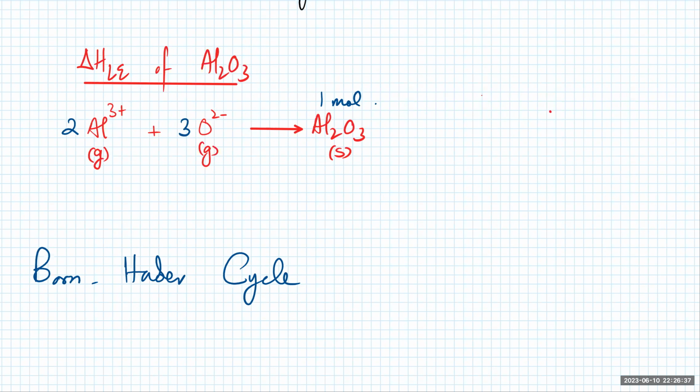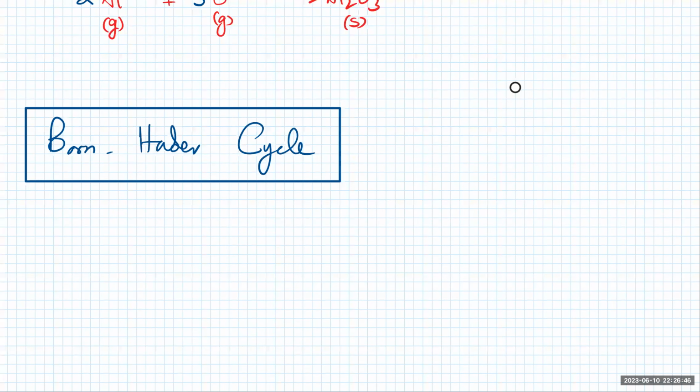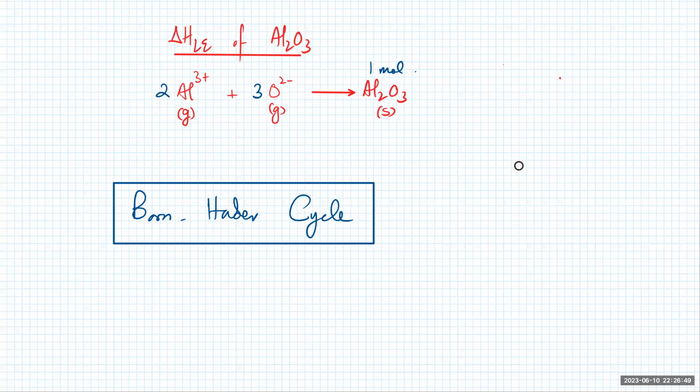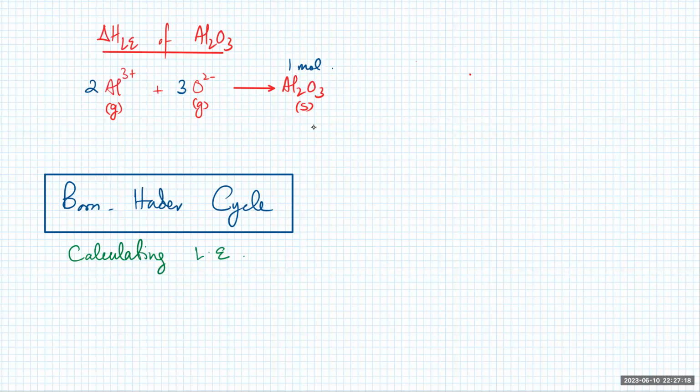Yep. So now the Born-Haber cycle. The Born-Haber cycle is basically used for calculating lattice energy, because you can't calculate lattice energy directly, since it's very hard to actually form gaseous ions and then turn those gaseous ions into ionic lattice. So it's always found indirectly by looking at the other energy values. This is how the Born-Haber cycle is constructed.